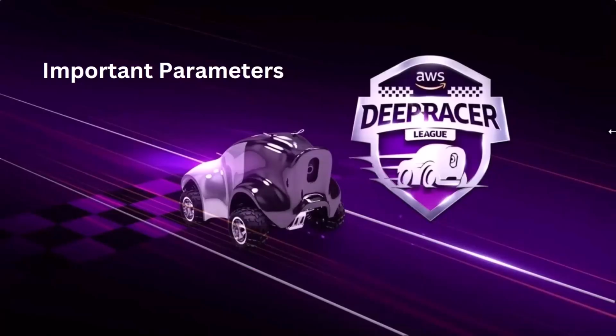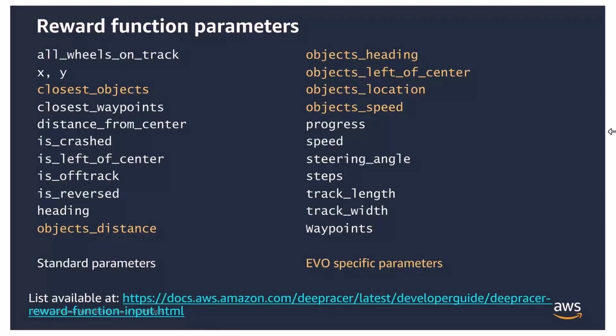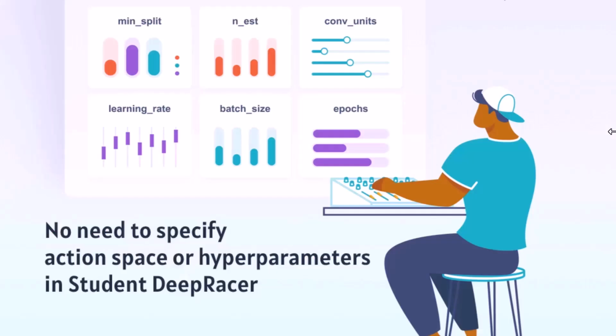Now we will learn about the different parameters in the reward function. So these include all the parameters included in DeepRacer. You need to keep in mind that there are no specific action space or parameters in student DeepRacer.